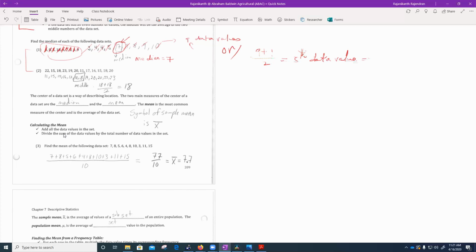So this is the arrangement I have. Fifth data value: 1, 2, 3, 4, 5. Fifth is 7. So that's going to be my median, right? This is another way.